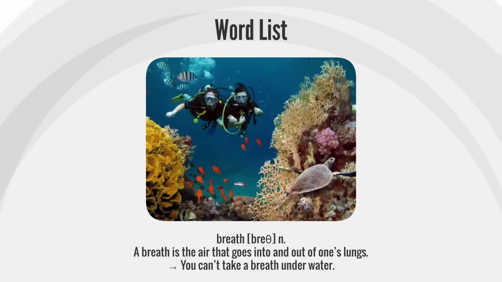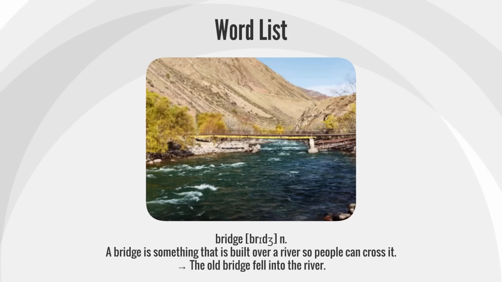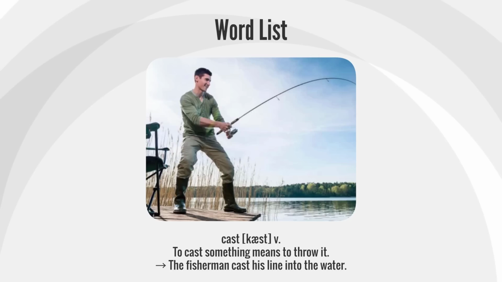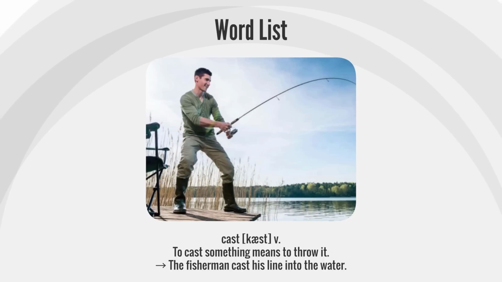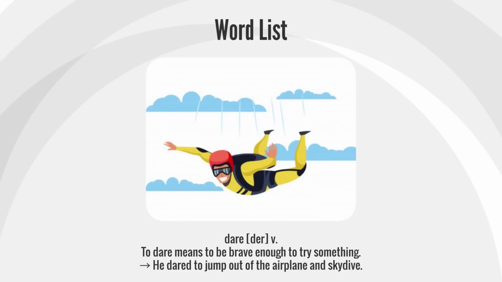Breath. A breath is the air that goes into and out of one's lungs. You can't take a breath under water. Bridge. A bridge is something that is built over a river so people can cross it. The old bridge fell into the river. Cast. To cast something means to throw it. The fisherman cast his line into the water. Dare. To dare means to be brave enough to try something. He dared to jump out of the airplane and skydive.